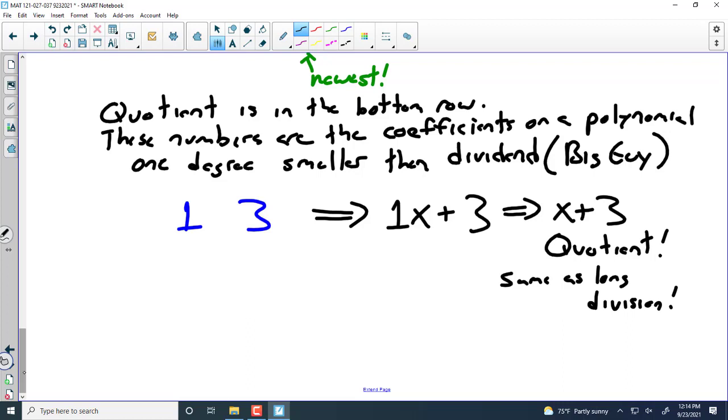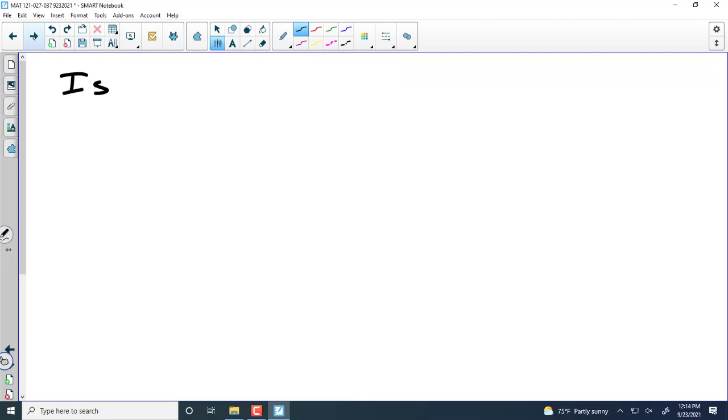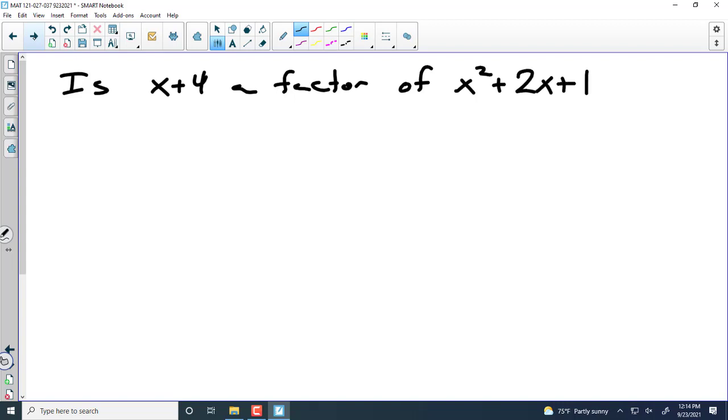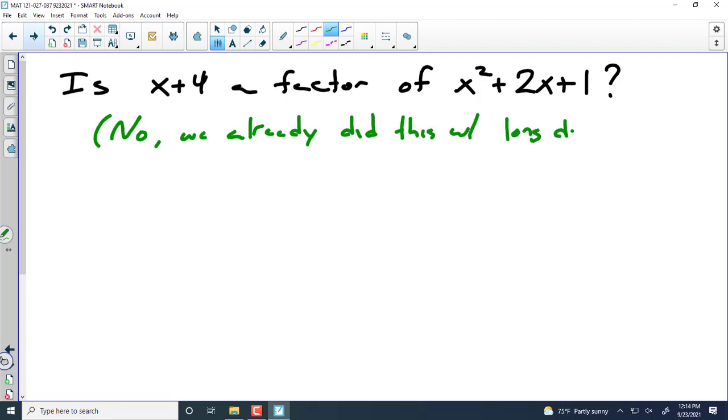All right. How about this, class? Is x plus 4 a factor of x squared plus 2x plus 1? No. We already did this with long division, but the long division took a while. I'm going to show that it's not a factor using synthetic division.